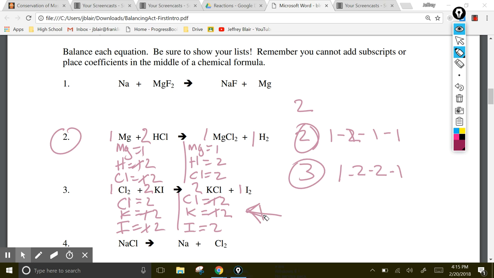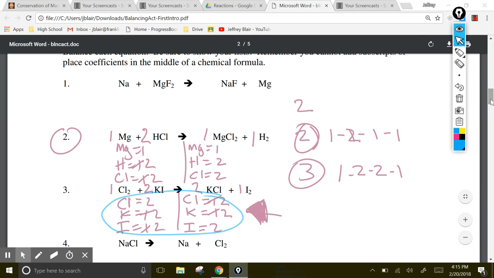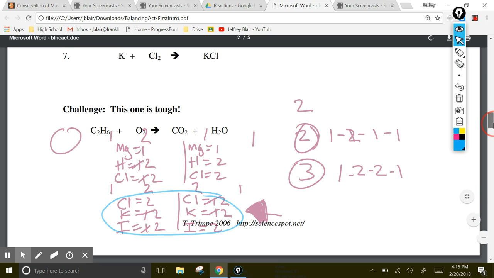You have to do an element inventory. It is not optional. All you guys that want to try to do this in your head, these are the super simple, easiest ones. It does get harder than this. You have to do this part. You have to do an element inventory. This is not optional. All right, continue on with this paper and balance all the rest of those.